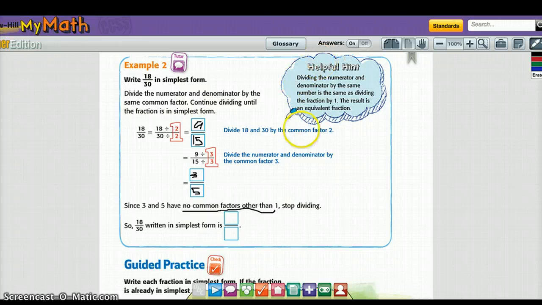And there's a good helpful hint over here that tells you dividing the numerator and denominator by the same number is the same as dividing the fraction by 1. So it's an equivalent fraction.